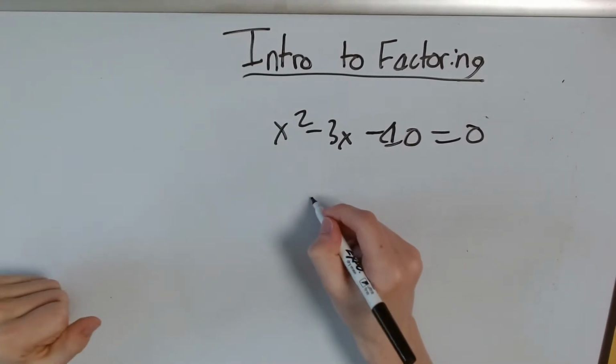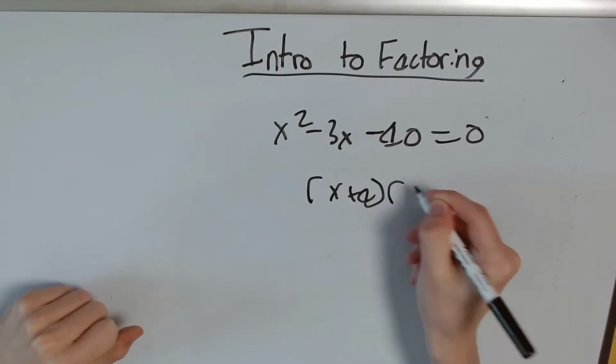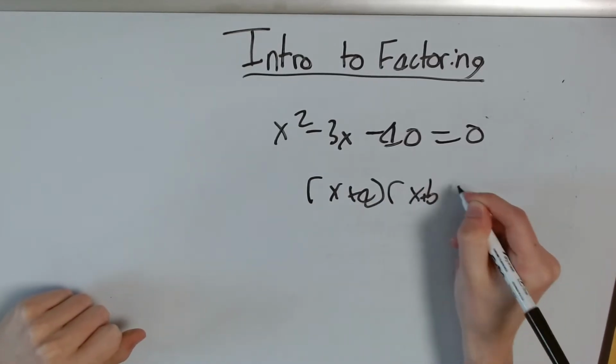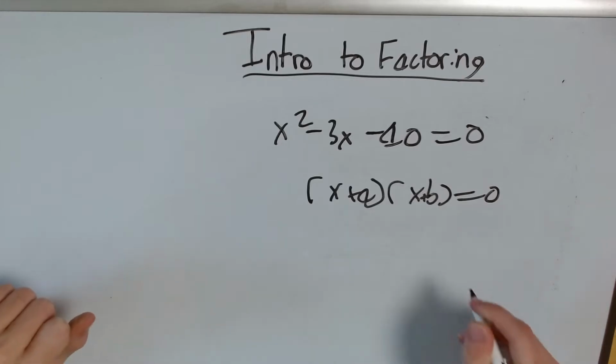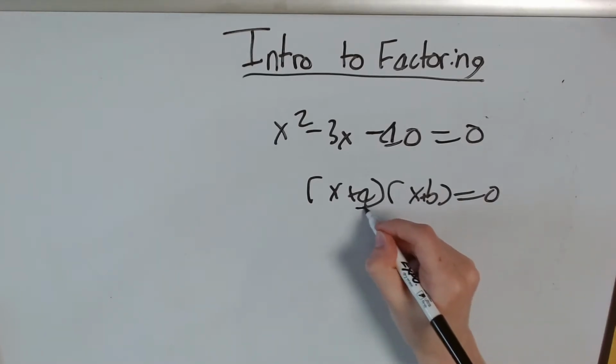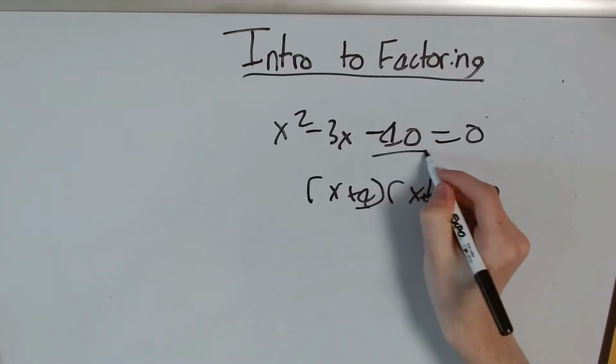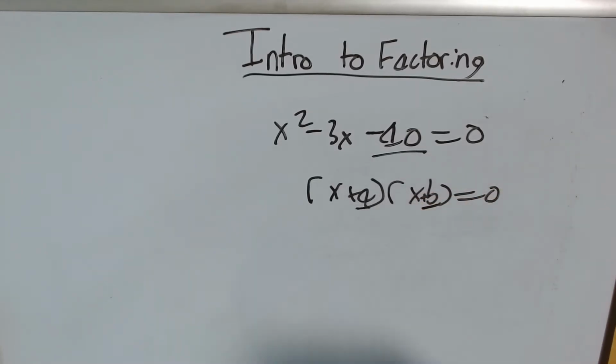So we want to put it into factored form so that we have (x plus a)(x plus b) equals 0. That's factored form. But how do we put that in factored form? Well, I know my two numbers, a and b, have to be multiplied together to get negative 10. Right?